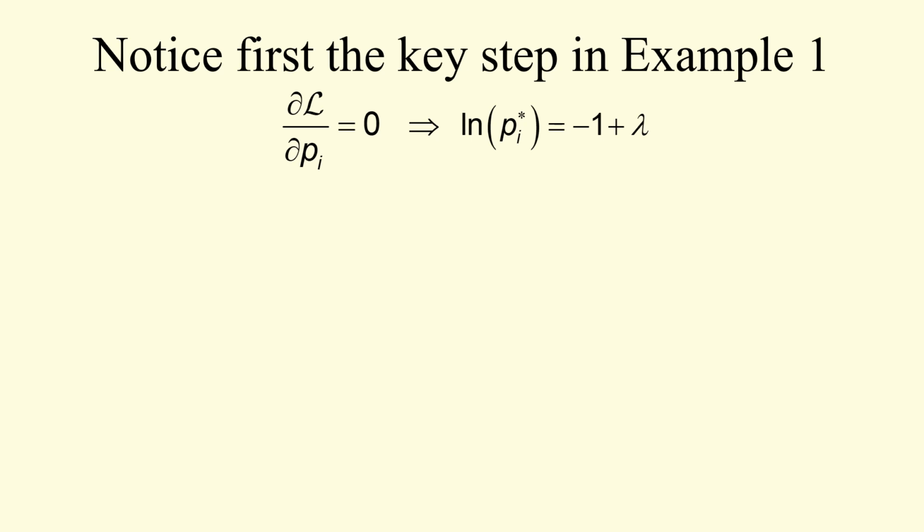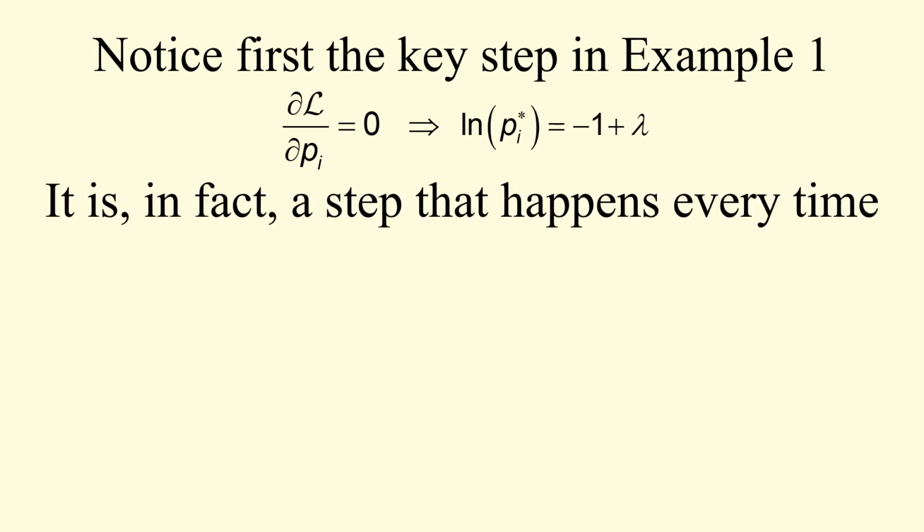Now notice that the key step in this first example was that the derivative of the Lagrangian with respect to p sub i was 0. That implied that the natural log of p sub i star was -1 plus lambda. In fact, this step happens every single time.